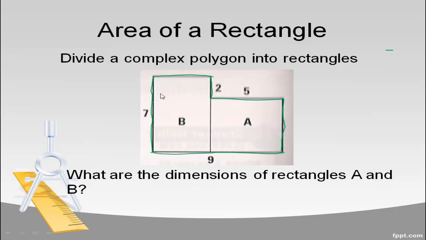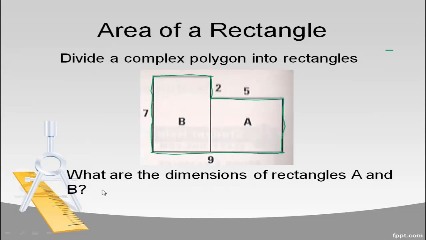Since I don't have a formula for the area of this kind of figure, and so far we've seen the area for rectangles and squares, I can divide this figure up like they did in your book. They divided it up into two regions, region A and region B, and what I have is two rectangles. I'm going to find the area for region B and the area for region A, and then add those two areas, and that would be your total area.